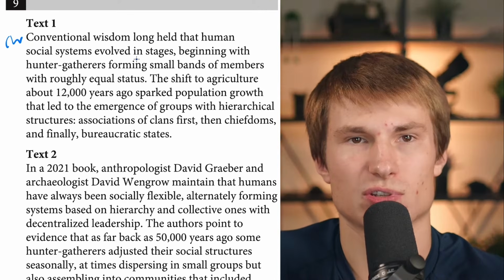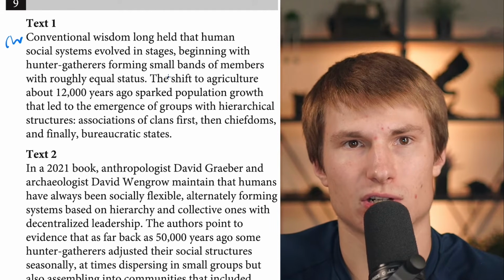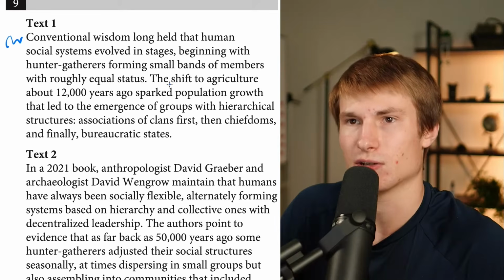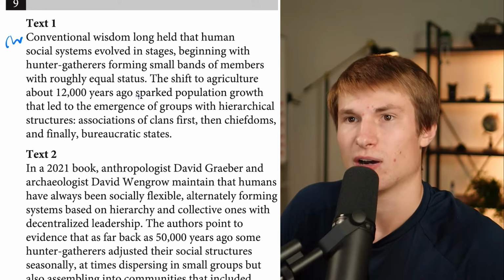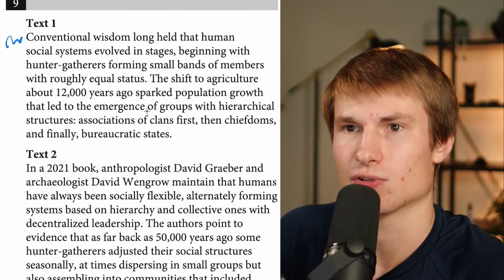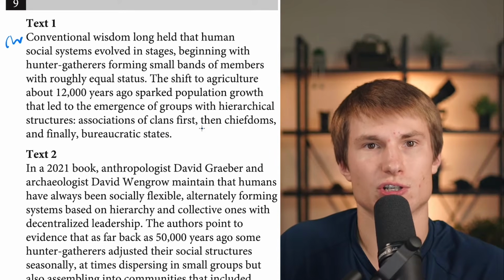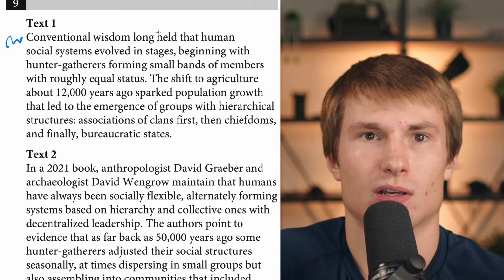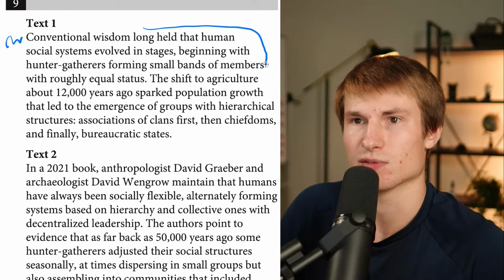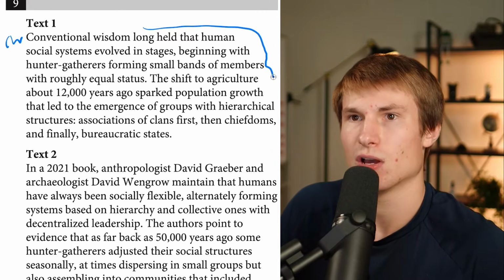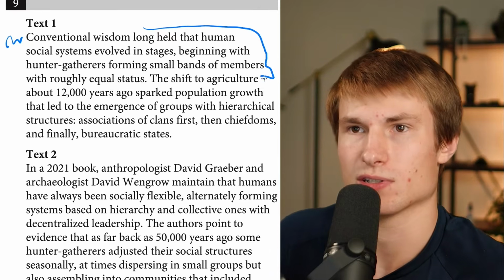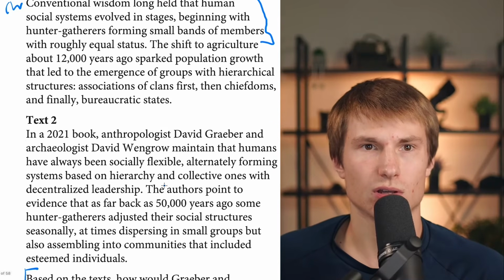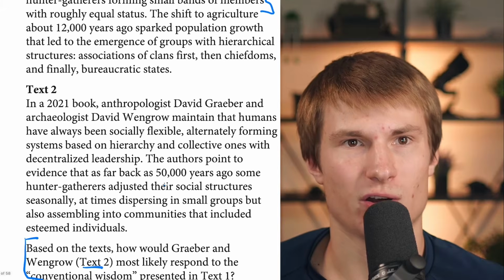"Long held that human social systems evolved in stages, beginning with hunter-gatherers forming small bands of members with roughly equal status. The shift to agriculture about 12,000 years ago sparked population growth that led to the emergence of groups with hierarchical structures, associations of clans first, then chiefdoms, and finally bureaucratic states." So the conventional wisdom is right here: long held that human social systems evolved in stages, beginning with hunter-gatherers forming small bands of members with roughly equal status. All right, now we got text 2, which ultimately, if we take a look at our question, we want to know how they respond to that.